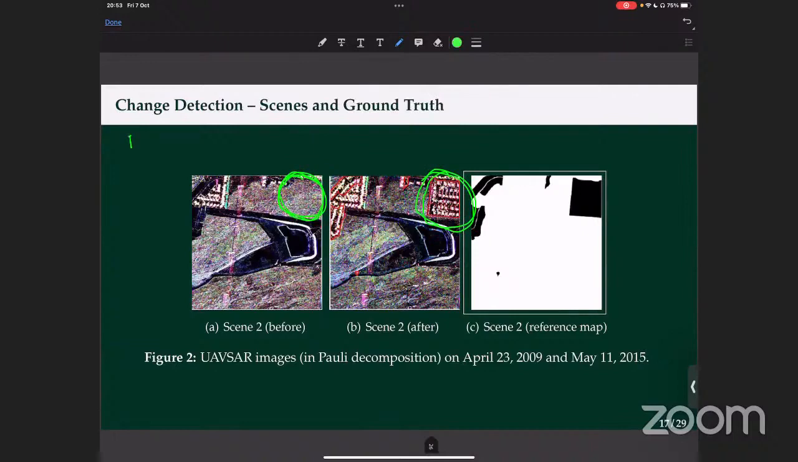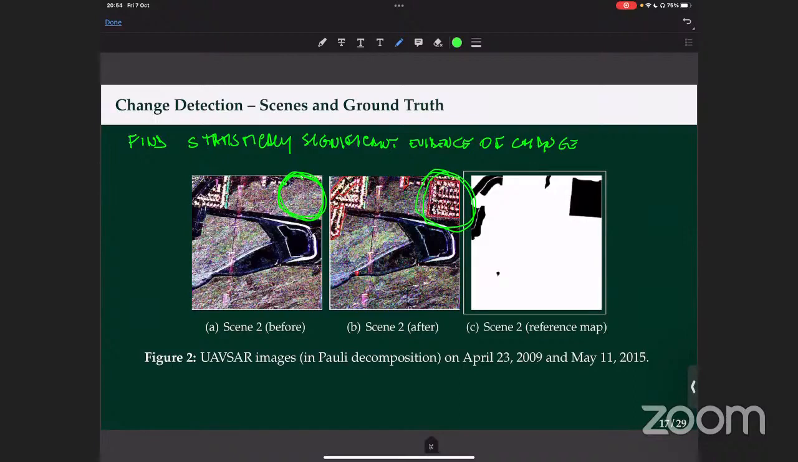We can find statistically significant evidence of change. Using what? Using statistical models. Using what? Using the Wishart distribution.